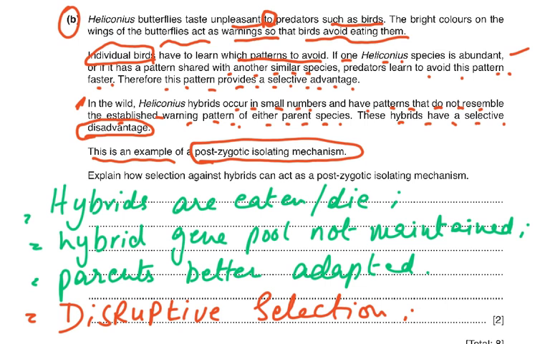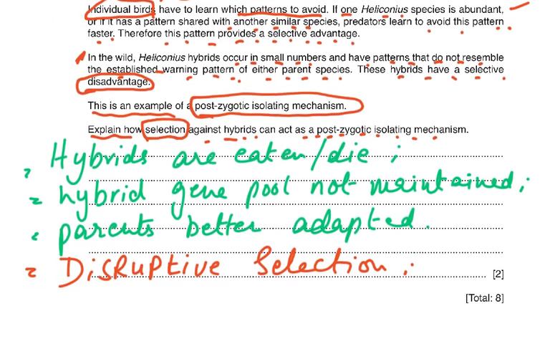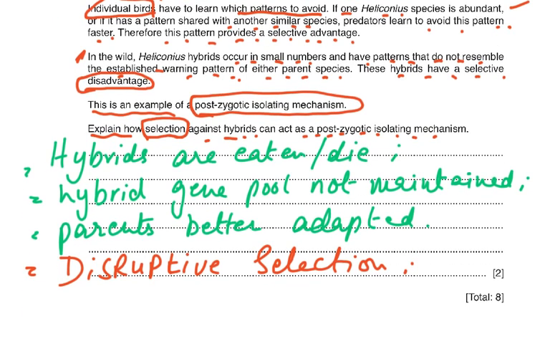Explain how selection against hybrids can act as a post-zygotic isolating mechanism. Now, these hybrids are eaten, they die. Hybrid gene pool not maintained, parents better adapted. And this would be classified as disruptive selection because some are at a major disadvantage, and you remember for disruptive, we have a graph like this. So these are at a disadvantage. So disruptive selection would have occurred.